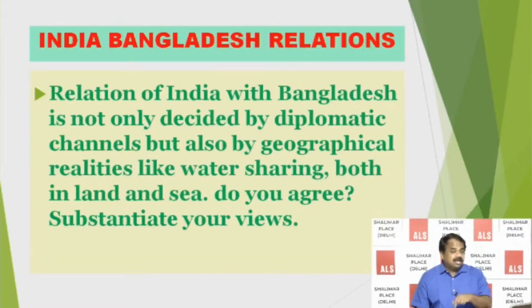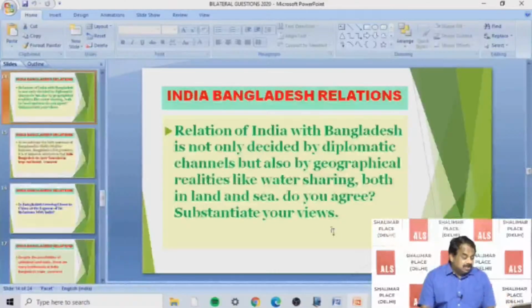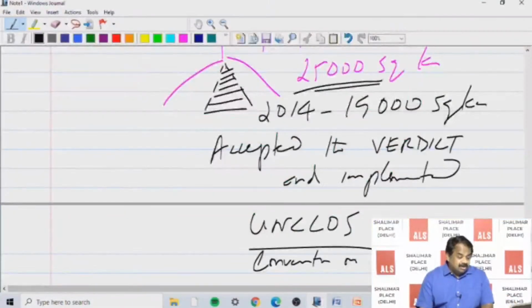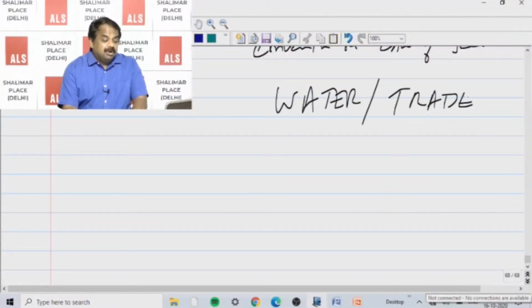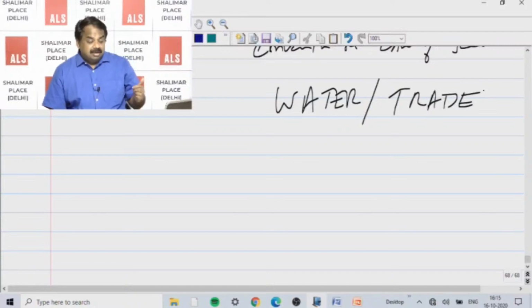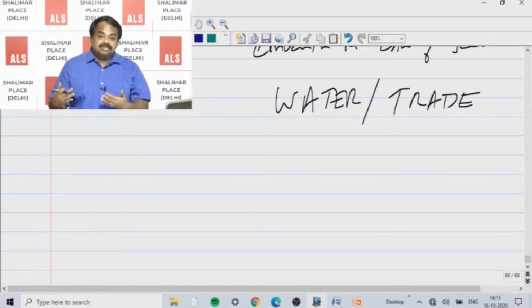Another big issue between India and Bangladesh is trade. So, two sentimental issues between India and Bangladesh. Whenever we talk, one is water, another is trade, because of the huge trade deficit for Bangladesh with India. I will be coming to the trade part separately.